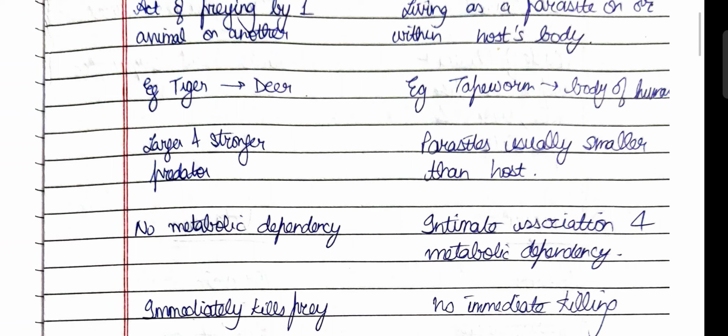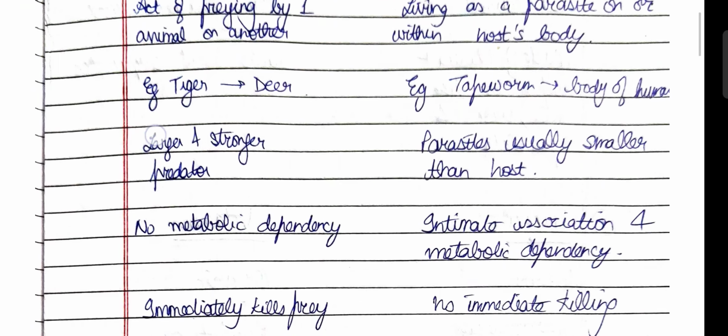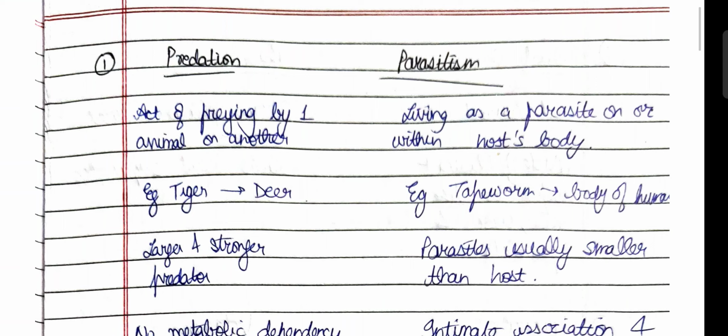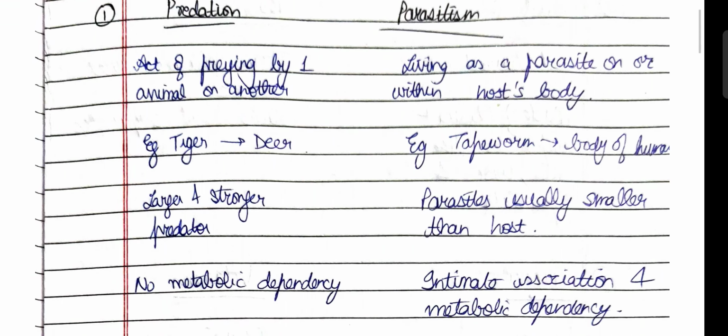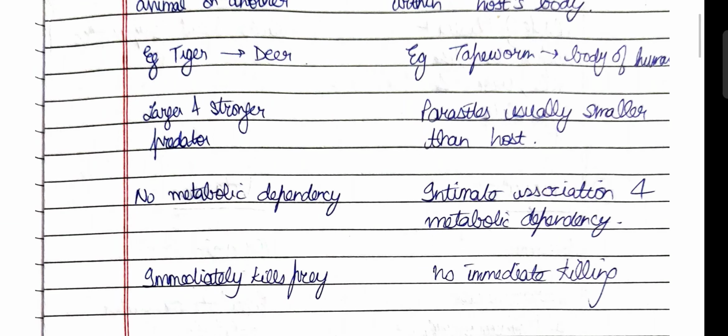In case of predation, the predator is larger and stronger, whereas in case of parasites, usually the parasites are smaller than the host. In predation, no such metabolic dependency is there, but in case of parasitism, an intimate association and metabolic dependency is there, which means that for nutrition the parasite depends on the host. Finally, because of predation, the predator immediately kills the prey, whereas in case of parasitism, the parasite does not immediately kill its host.